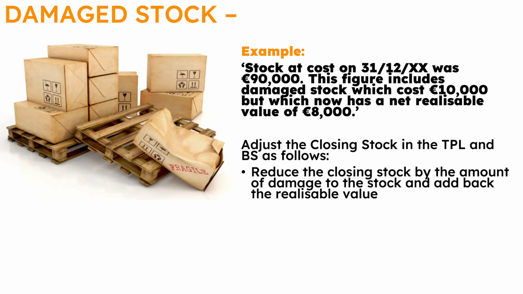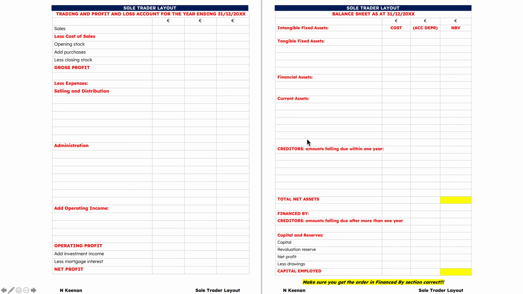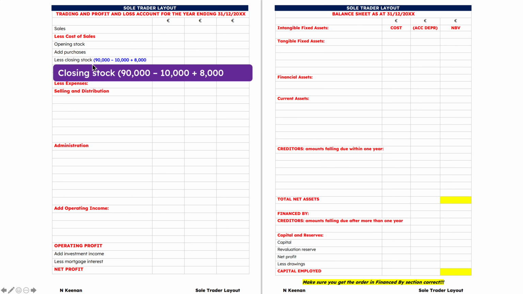So in this example, we have closing stock 90,000 minus 10,000 plus 8,000, or you can just say 90,000 minus 2,000. Either or is fine to get the marks there. So how does it look in an exam? This is just an example in the sole trader account. So you've got closing stock up here in the trading. You've got 90 minus 10 plus 8, or again, you can have 90 minus 2.